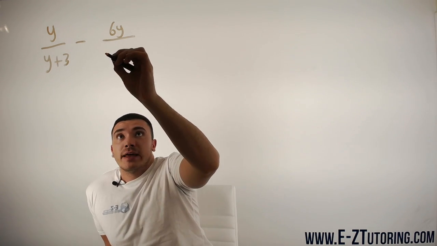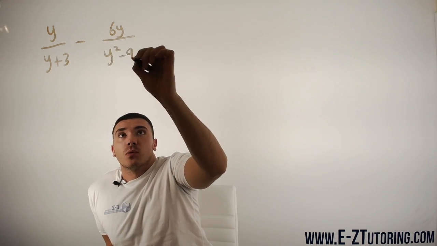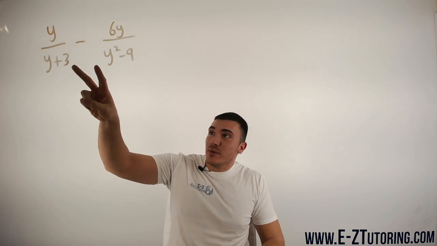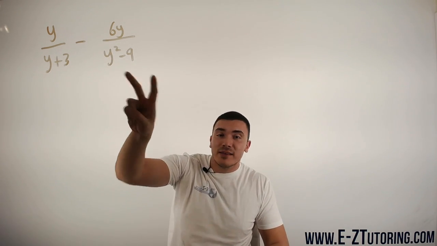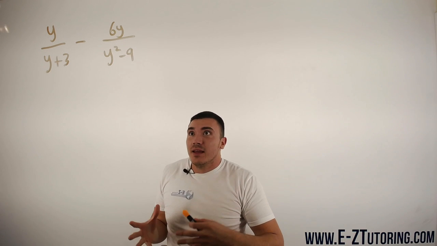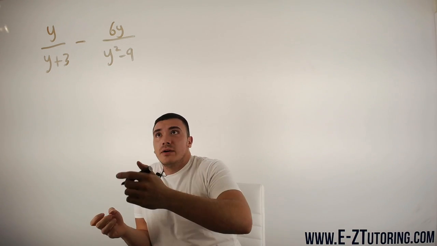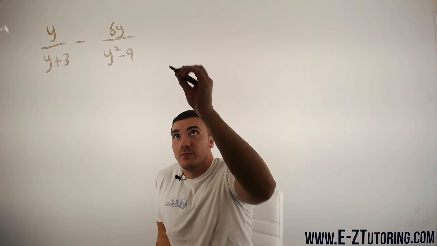So let's go ahead and look at this expression here. We want to find out how we can get the same denominator between y plus 3 and y squared minus 9. So it's kind of hard to see how to get from here to here. Maybe we can rewrite this a little bit.